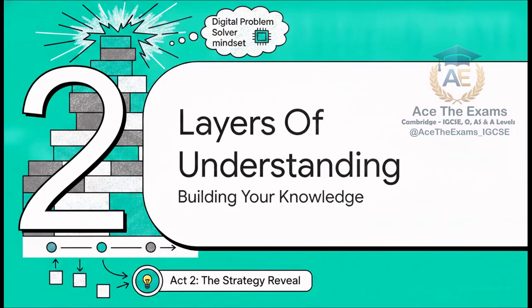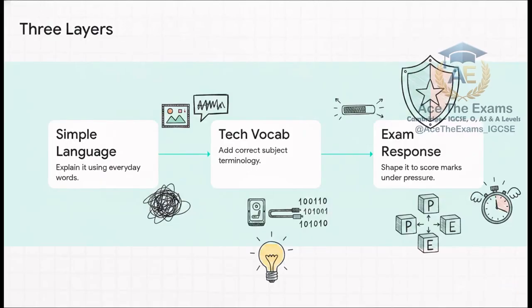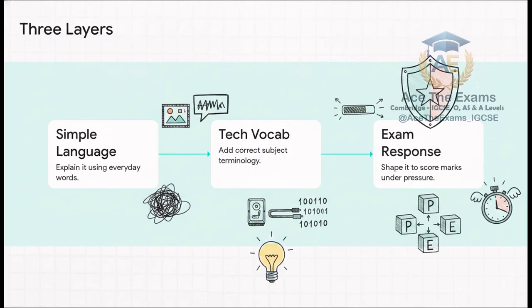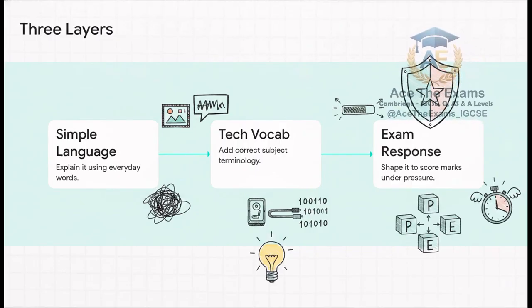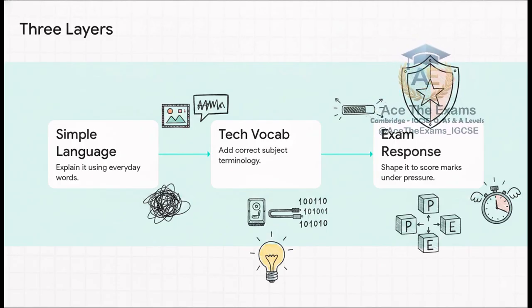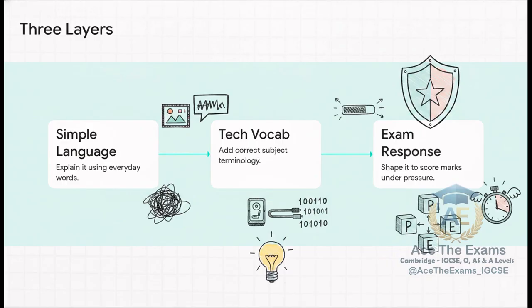Moving right along to Section 2, 3 layers of understanding. This is where we start building your exam-ready mindset. To reach that elite digital problem solver mindset, you can't just jump straight into writing massively complex technical paragraphs. It just doesn't work. Our explainer source material outlines a highly effective logical progression. The ideal progression moves through 3 distinct layers, starting with simple everyday language, deliberately adding correct subject vocabulary, and finally shaping it into a structured exam response that consistently scores marks under intense time pressure.